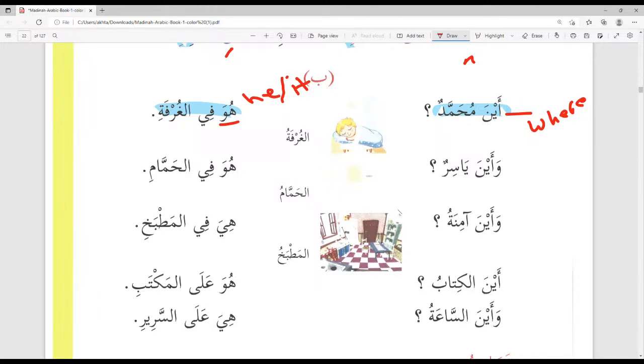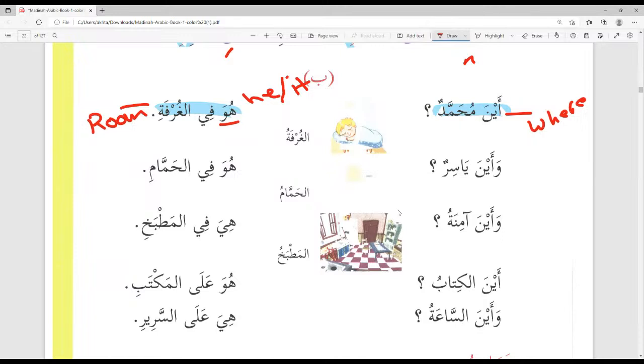So we're saying أين محمد, where's Muhammad? He is in the... غرفة is a new word: room. He's in the room. So هو في الغرفة, he's in the room. We say هو في المسجد, هو في البيت, هو في المدرسة. نعم. أين محمد؟ هو في الغرفة.